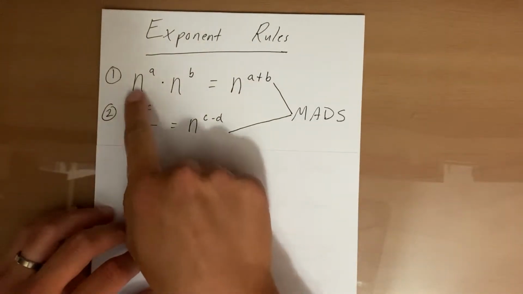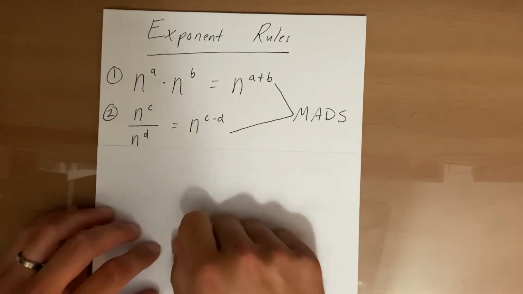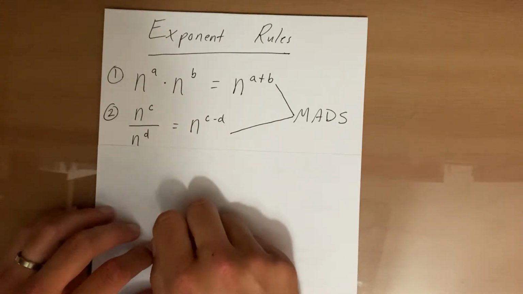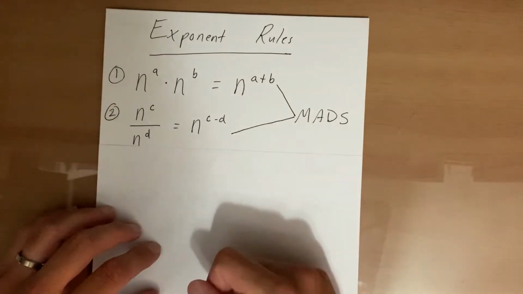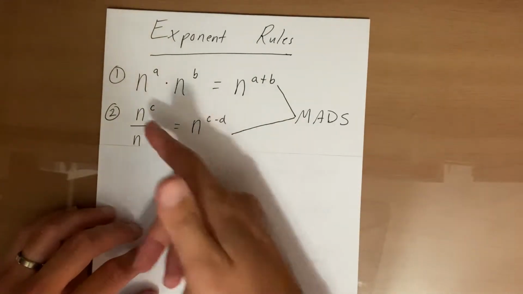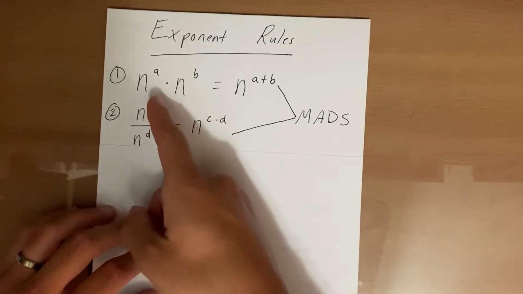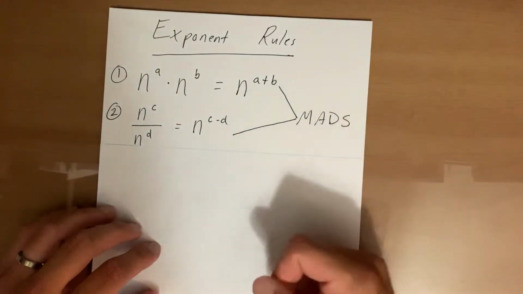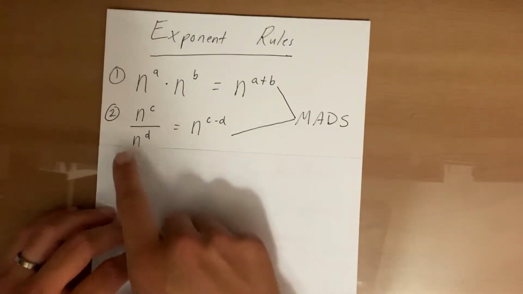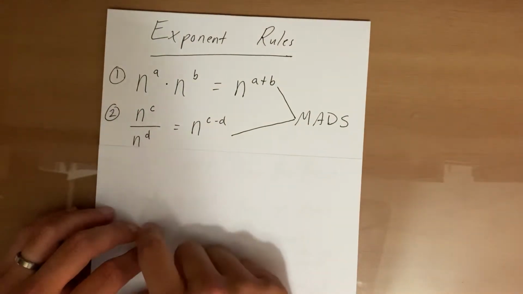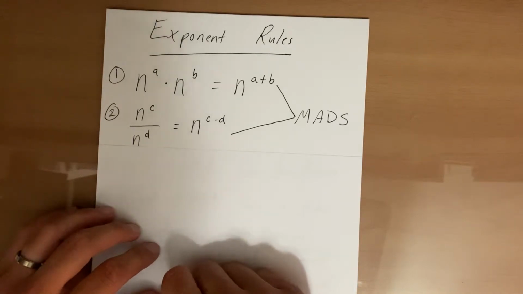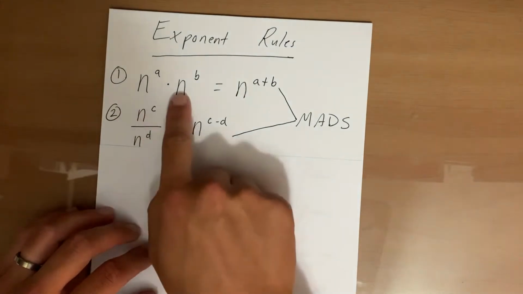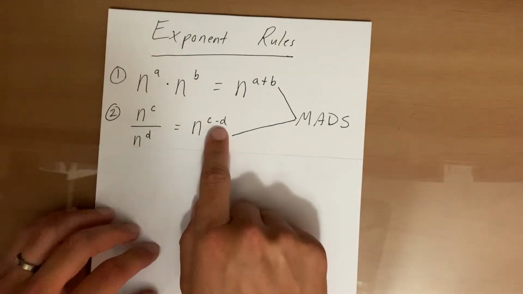Here we have n to the a times n to the b. If you have the same base and you're multiplying, then you're going to add the exponents. This would be like if it was 8 to the 5th times 8 to the 3rd. Then we do 5 plus 3, so 8 to the 8th power. Over here, if the bases are the same and we're dividing, we subtract the exponents. So MADS stands for multiply, we add the exponents. When we are dividing, we subtract the exponents.